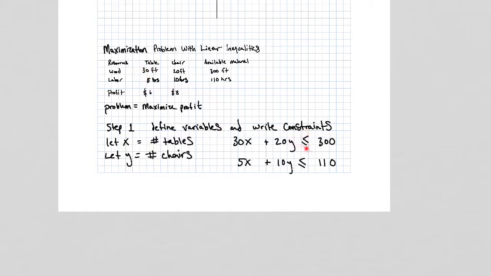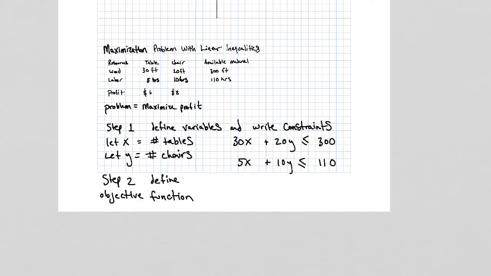We're using these inequalities because that's the available material. I can't go over 300 feet of wood. That's all I have available in my shop. And during the work week, I only have 110 labor hours available to my employees. They can't work over 110 hours. So that's why we're using these inequalities. Once again, we're just getting our constraints straight off the chart here.